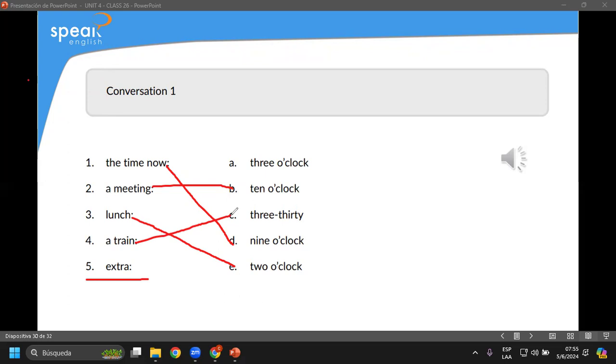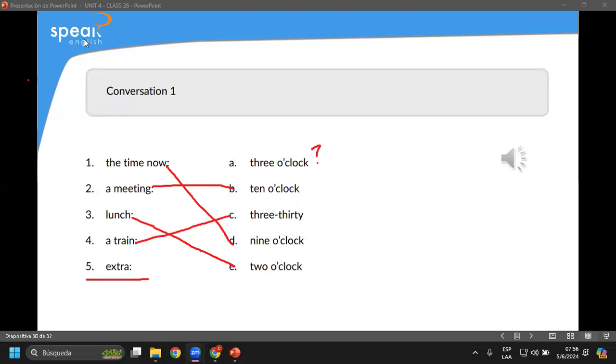And the extra, what is the hour that they don't mention? 3 o'clock. So they never say 3 o'clock? Are you sure? All right, so let's find out. I'm going to play the audio the last time and try to see if you want to change one of these ones, okay? Pay attention because there is one sentence that you need to change.